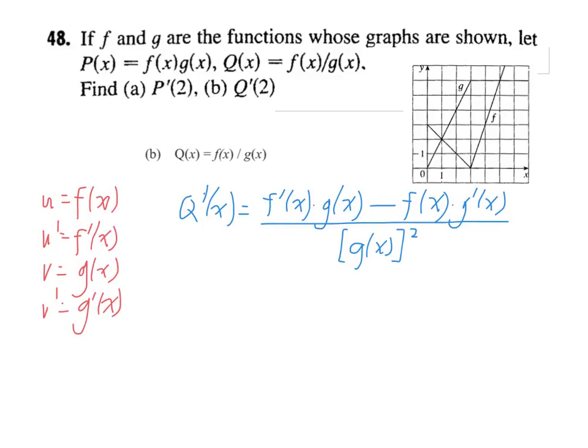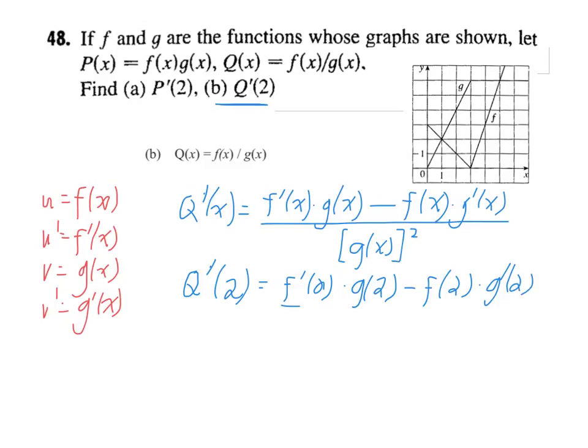Now keep in mind, as it's written here, we really can't do anything else. But since the problem is asking for q prime of 2, I'm going to go ahead and fill a 2 in everywhere you see an x. So that'll be f prime of 2 times g of 2 minus f of 2 times g prime of 2 all over top of g of 2 squared.